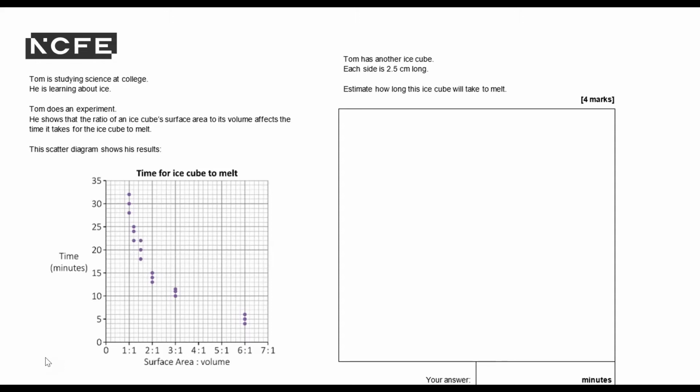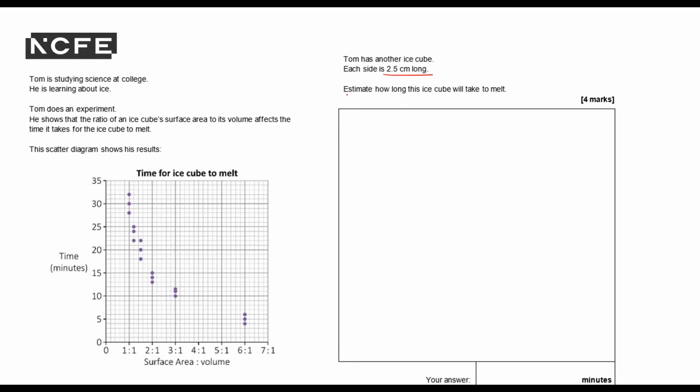Tom has another ice cube. Each side is 2.5 centimeters long. Estimate how long this ice cube will take to melt. 4 marks, that means I've got 8 minutes. What's the important information? The important information, I would say, is this other cube that he's got.